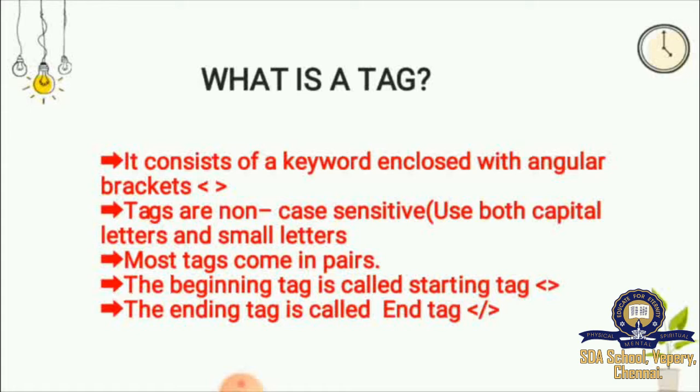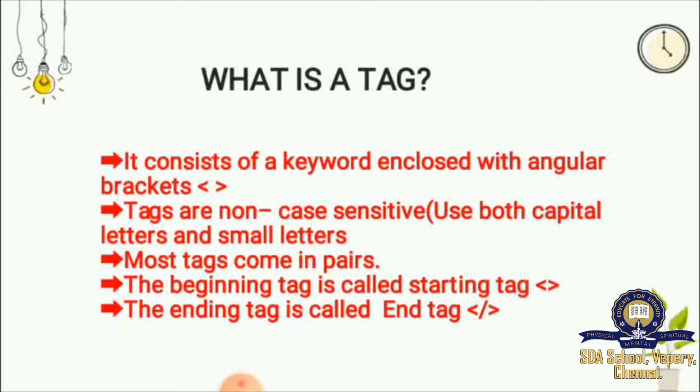The beginning tag is called the starting tag. The ending tag is called the end tag. It is the same as the starting tag except that it has a forward slash at the beginning of the keyword. You can see that the end tag has a slash before the tag name. The starting tag has two angle brackets, one in the front and another in the back. At the end tag you can see a slash. The commands or instructions are given in the form of tags.